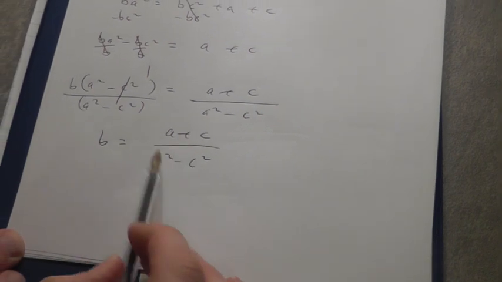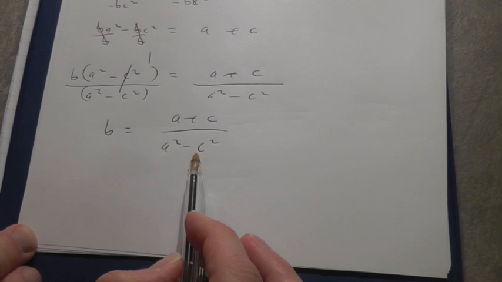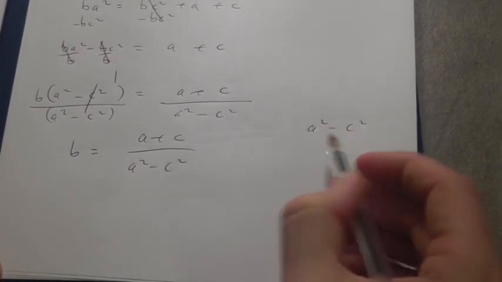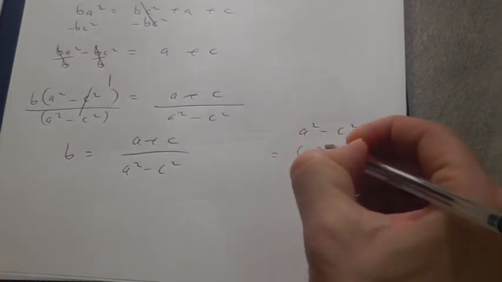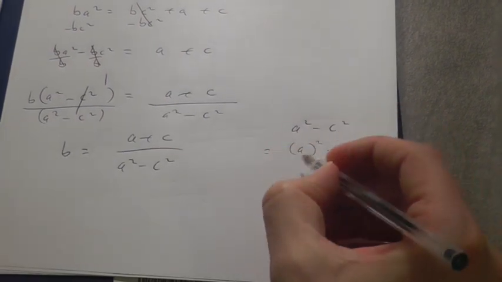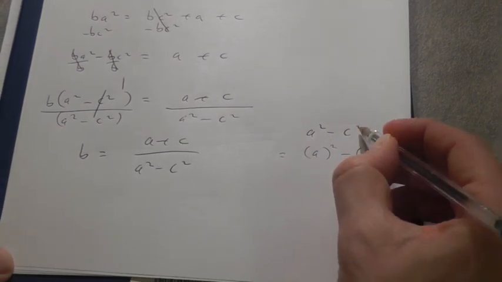Now, we need to simplify this as much as we can. The top line I cannot do much with, but the bottom line, you might have spotted, is a difference of two squares. So I'm going to factorise this. And to factorise it, I'm going to write two little brackets squared, subtracted. A squared goes in here because a squared is equal to a squared. And what will go in here? C, because c squared is c squared.